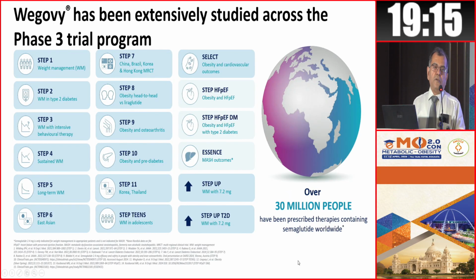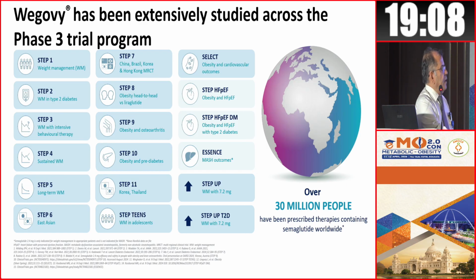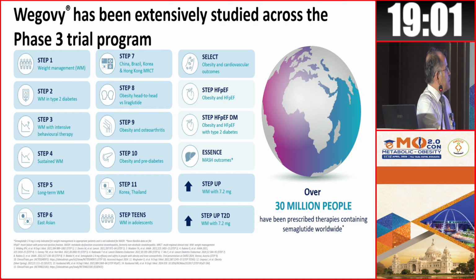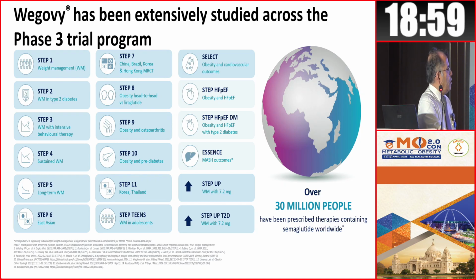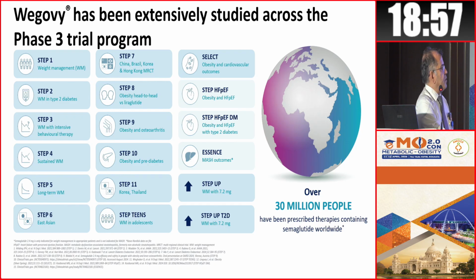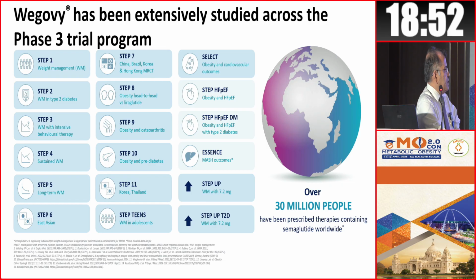That is the reason why a product like Wegovy has been extensively studied in the phase 3 trial programs. You can see this is nearly 30 million people who have been subjected to Wegovy. And if you have a look at it, apart from the ordinary trials, STEP 1 till STEP 8, you have STEP 9, which looked at the effect of semaglutide on osteoarthrosis, STEP 10 on obesity and prediabetes. Then we have the SELECT trial, which looked at obesity and the cardiovascular outcomes. Then the STEP heart failure with preserved ejection fraction trial. Then the ESSENCE trial on the MASH outcomes.